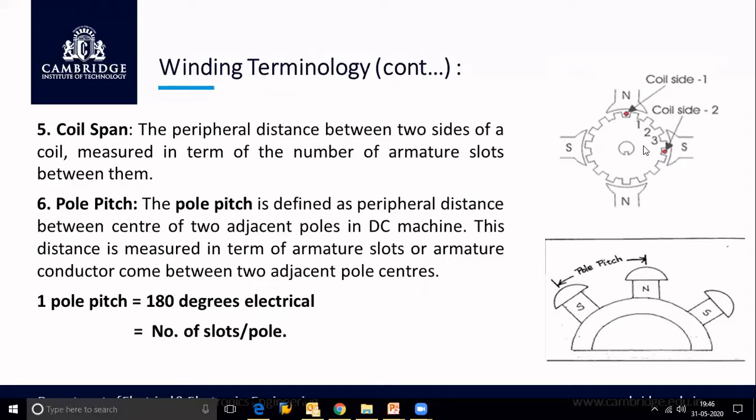Next, coming to the definition, pole pitch. The pole pitch is defined as the peripheral distance between the centers of two adjacent poles in a DC machine. You can see the figure here. There is a north pole here and a south pole here, and the distance between the centers of these two adjacent poles is known as pole pitch. The pole pitch is also measured in terms of the number of armature slots or armature conductors placed between two adjacent poles. Therefore, pole pitch is equal to the number of slots per pole. Also, one pole pitch is equal to 180 degrees electrical.